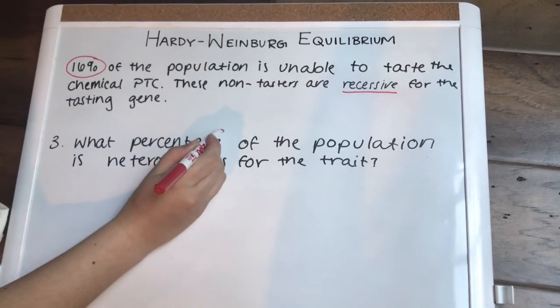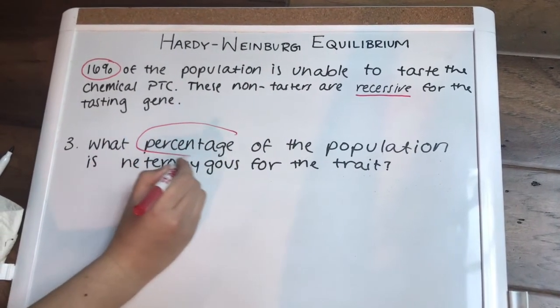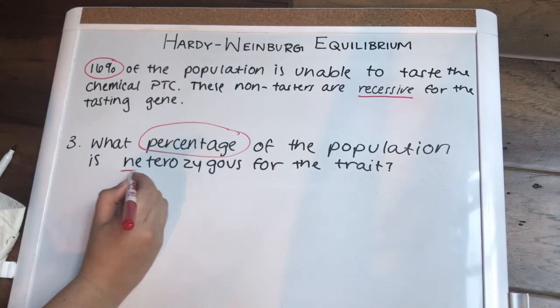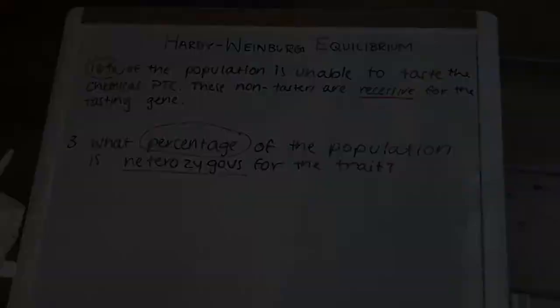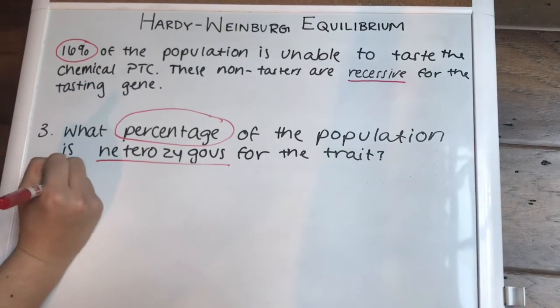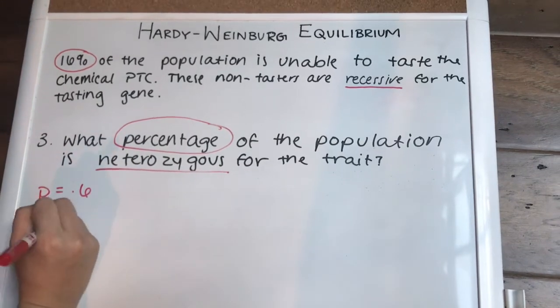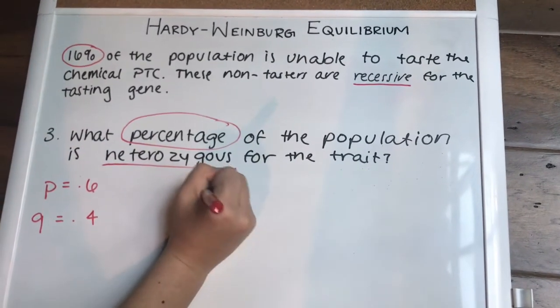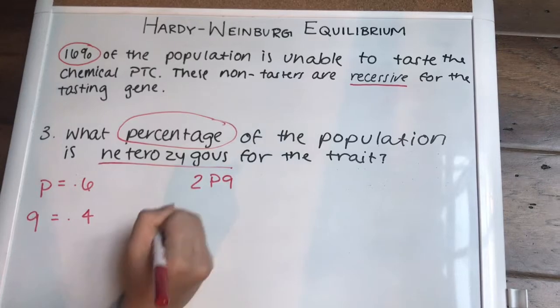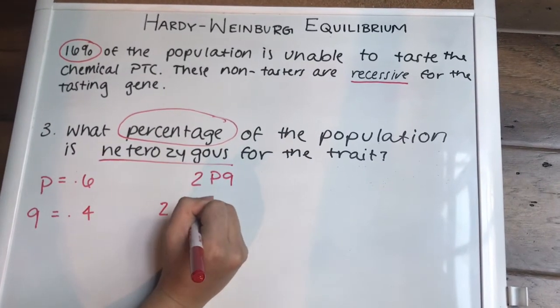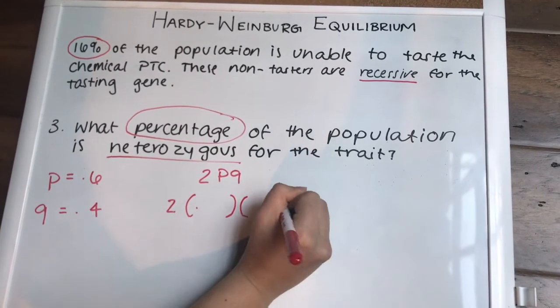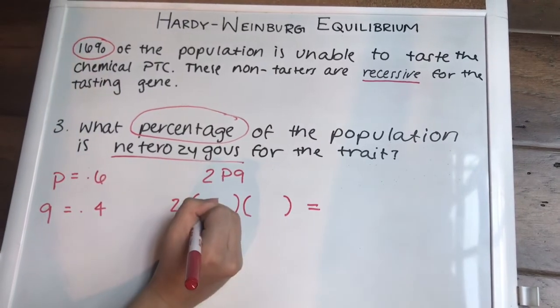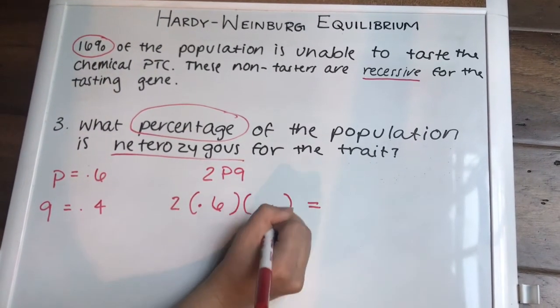The final part of the question, part 3, asks what percentage of the population is heterozygous for the trait. As we discussed before, the percentage of the population that is heterozygous is equal to 2pq. To solve for this percentage, we plug the p and q values that we found earlier into the equation 2pq. When we multiply these values together with 2, we get the number 0.48.